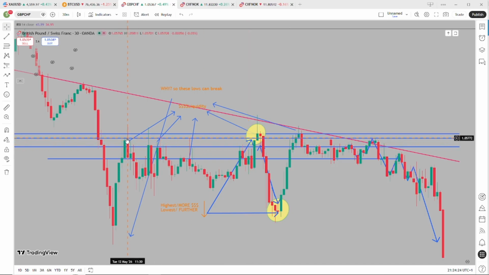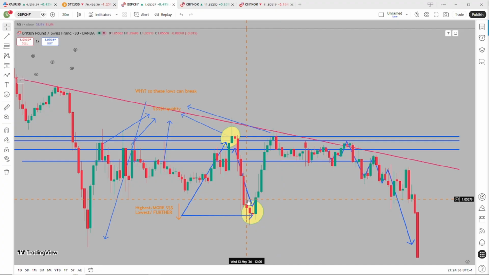So for example, this only went to here and it went low to here. This only went to here and it went low to here. This only went to here and it went low to there, because it's not going that high, so it's not going that low. This one went quite high, so what did it do? It went quite low. It's obviously not broken this low, so it needs more.